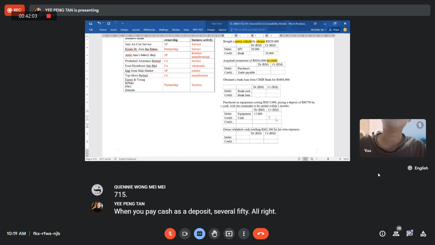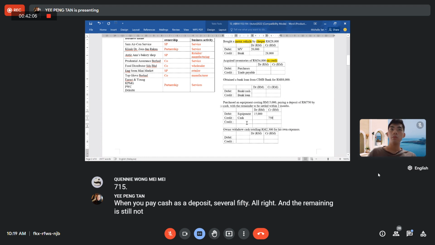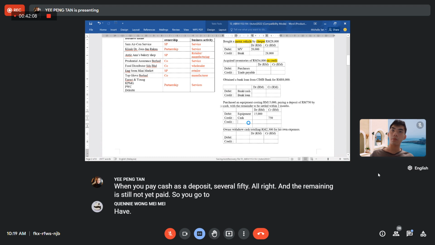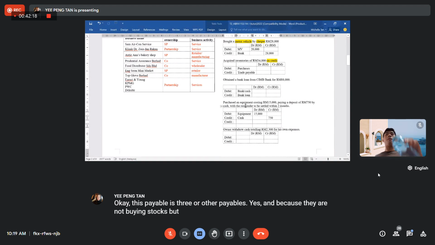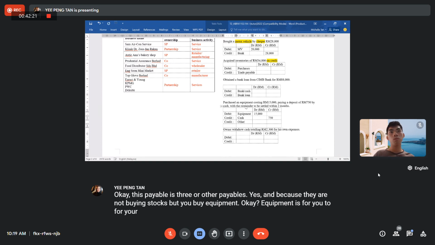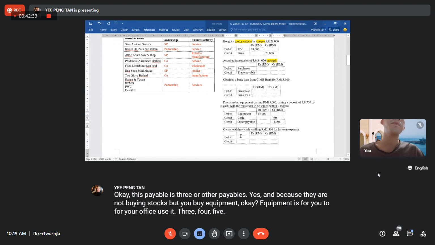Alright. And the remaining is still not yet paid, so you go to where? Payable. Okay, is this payable trade or other payables? Other payable. Yes, because they are not buying stocks, but you buy equipment. Equipment is for your office use, isn't it? So it's other payables, 14,350. Okay, good.